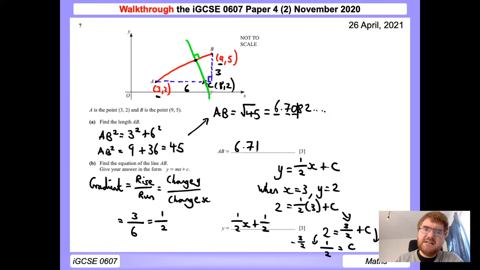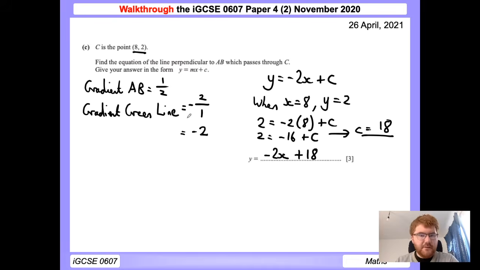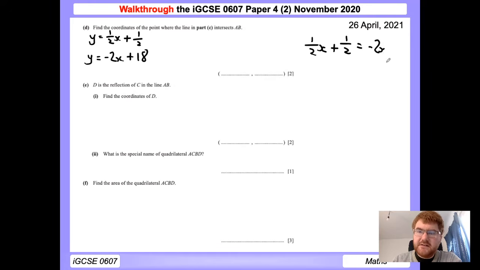Now notice this is the intersection of two lines. Now we've got the equation of both lines. We've got this one, so let me write this down. So we've got y equals a half x plus a half, and then we've got the previous one, so y equals minus 2x plus 18. Now if they intersect, then it means that these two equations are equal to each other. So we set the right-hand sides equal to each other. What that means in practice is a half x plus a half is equal to minus 2x plus 18.